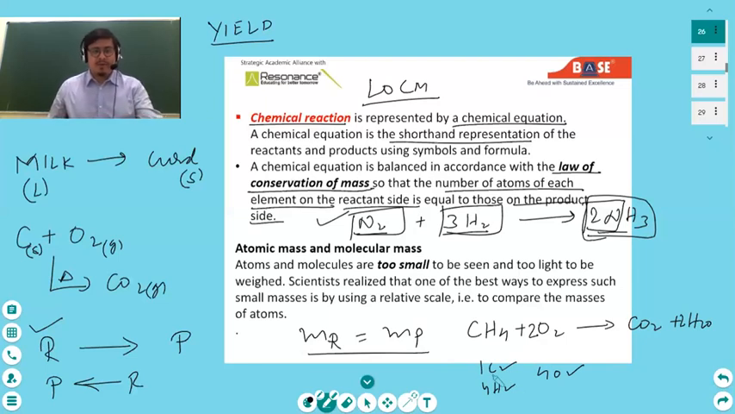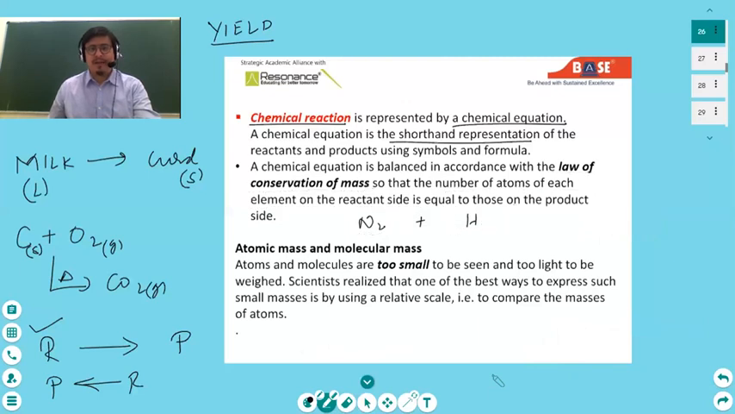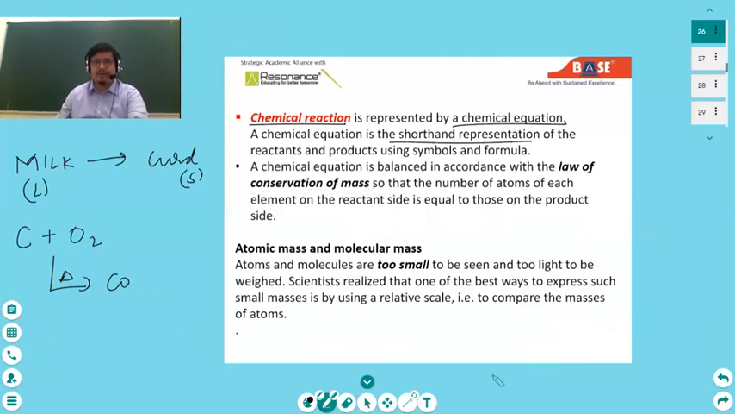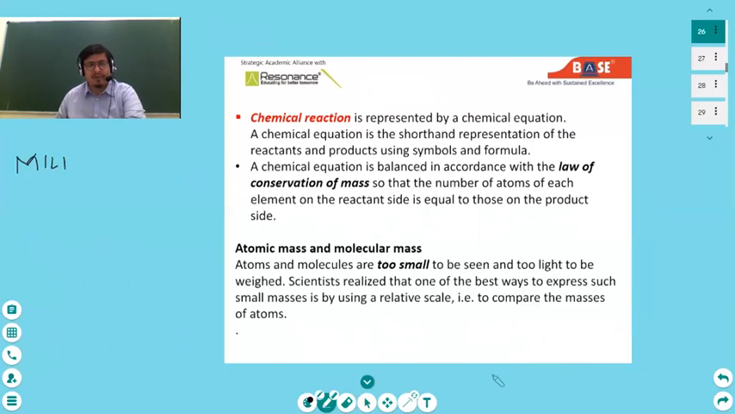So that's all about your chemical reaction and chemical equation. You can also call a chemical equation a mathematical statement of reactant and product. This is one part of the lecture which we were supposed to discuss today. The other part is atomic mass and molecular mass.